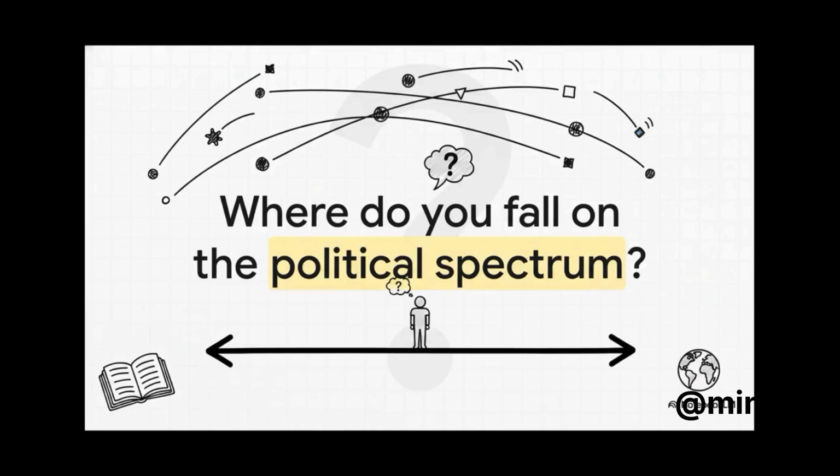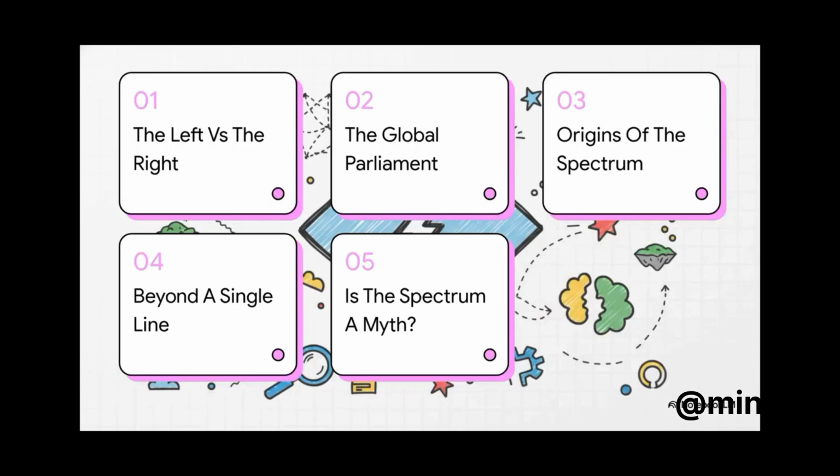If I asked you to place yourself on that familiar horizontal line, with the left on one side and the right on the other, you probably could, right? It's our universal shorthand. But over the next few minutes, we're going to look at the data, the history, and the political science to deconstruct this foundational premise. We want to figure out if this single line is actually capturing the truth or if it's kind of hiding it.